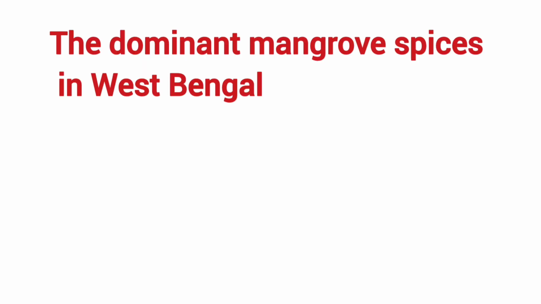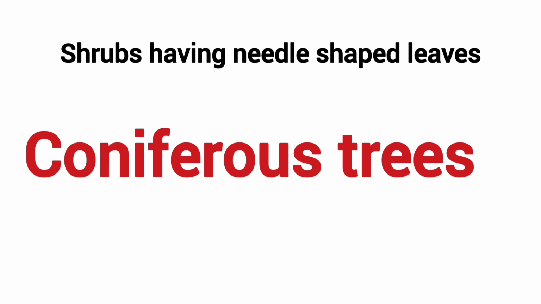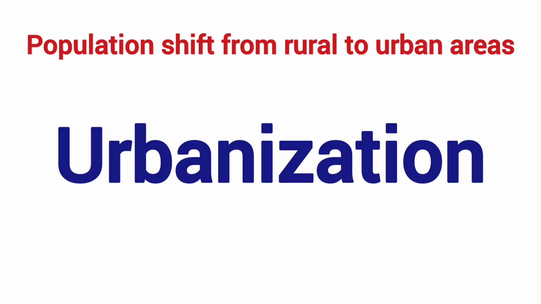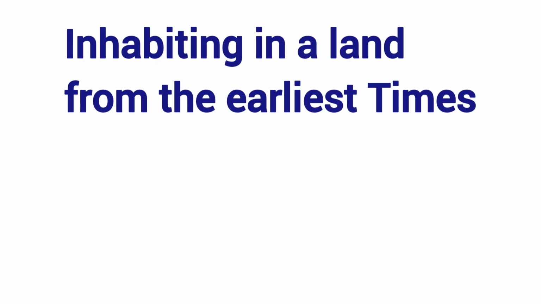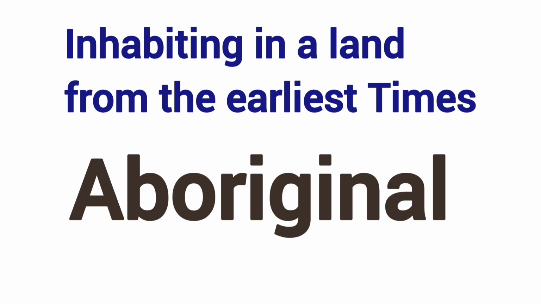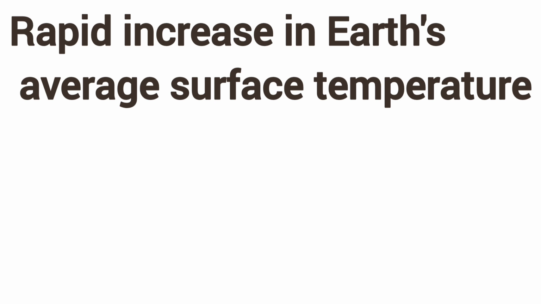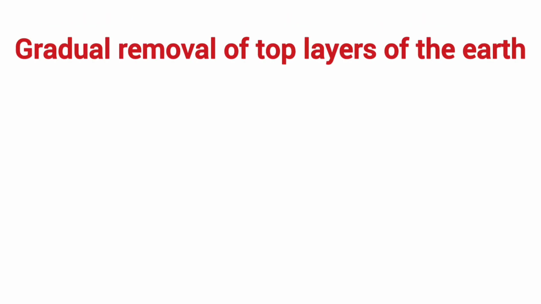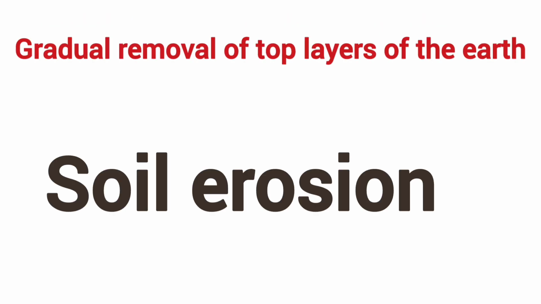The dominant mangrove species in West Bengal: Sundarbans. Trees having needle-shaped leaves: coniferous trees. Population shift from rural to urban area: urbanization. Inhabiting a land from the earliest times: aboriginal. Rapid increase in Earth's average surface temperature: global warming. Gradual removal of the top layer of the earth: soil erosion.